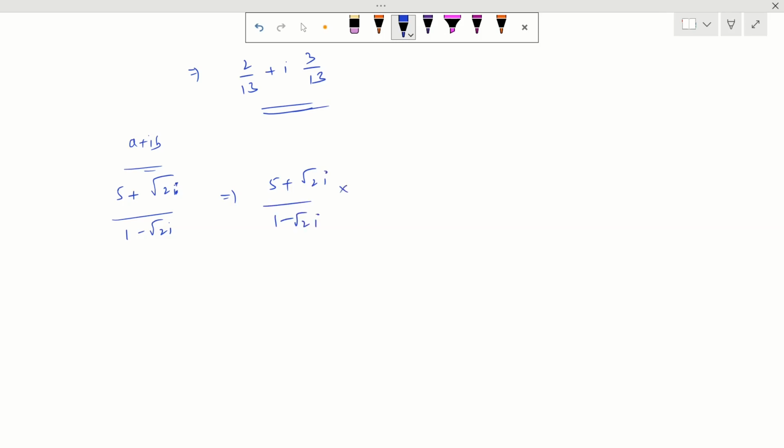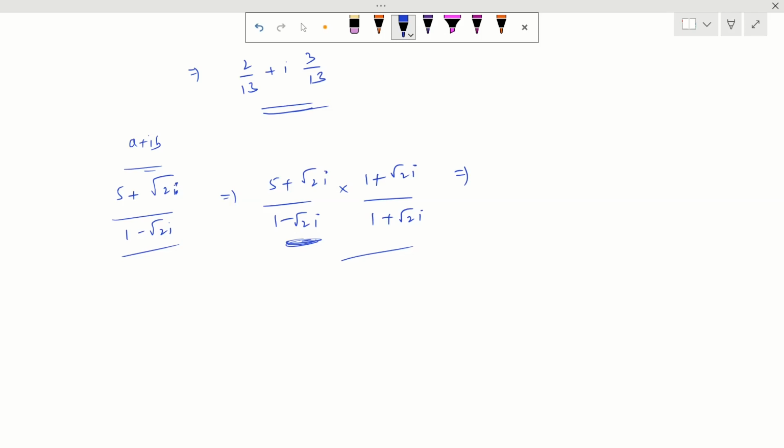Here I am taking 1 plus root 2i over 1 plus root 2i. With reference to the denominator we need to write the conjugate number, so that is 1 plus root 2i. Both sides I am writing the same term, so the numerator and denominator terms are the same.